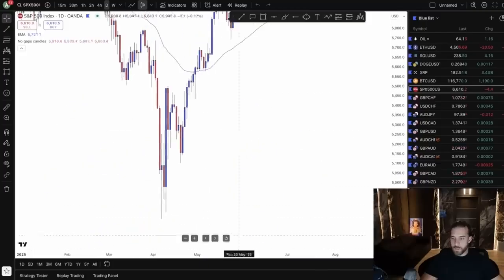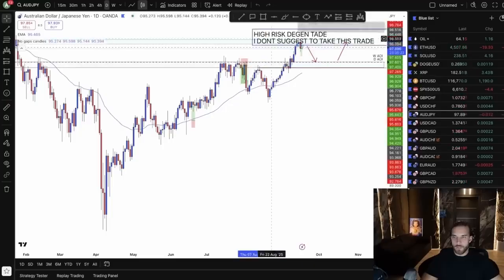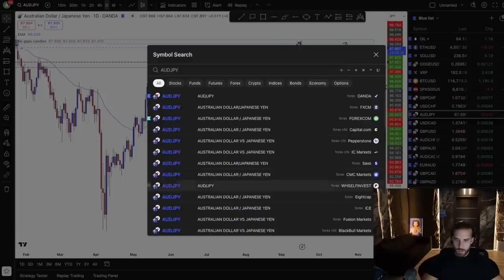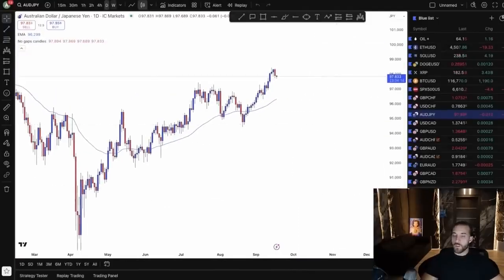A perfect example is we can go right now to SPX 500, for example. We can go to a different market. For example, let's say we go to AUD JPY, right? This is a real market that I'm actually interested in trading, and we're just going to go to a different server so we don't have a bunch of stuff in our way. We're going to start off on the weekly time frame.